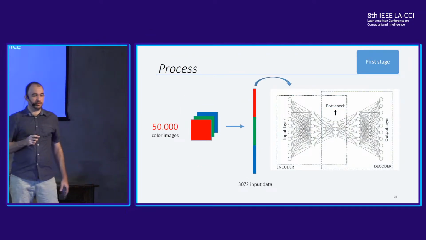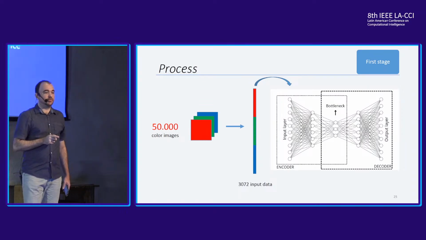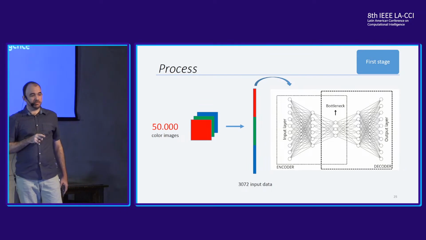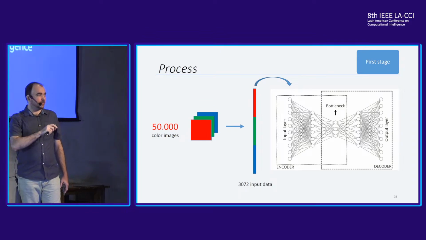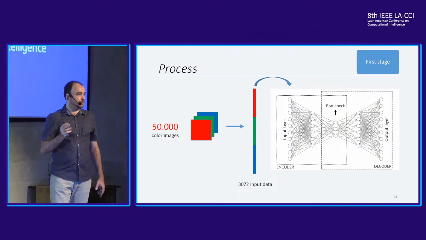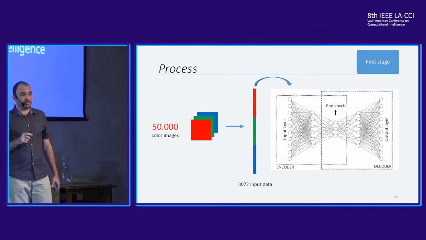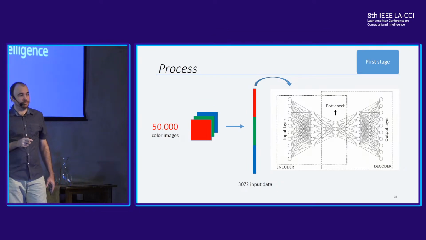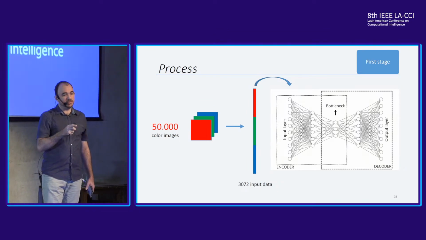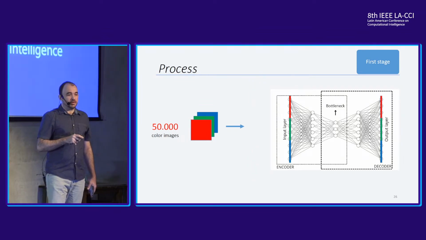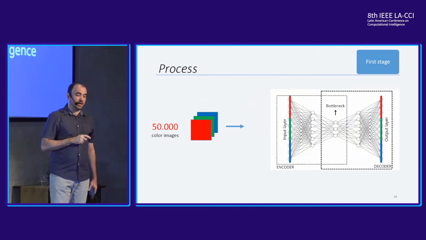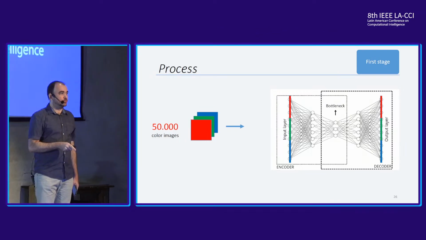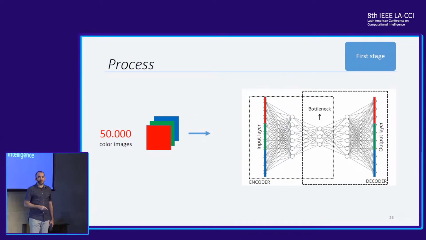As I said, in the first stage we put in the 50,000 color images, and each image is a three-dimensional array, which we transform into a linear vector. This linear vector has 3072 input values, and we use these inputs to feed the neural network. As I said, the autoencoder is self-supervised learning. We use the same data in the input layer and for the output layer.